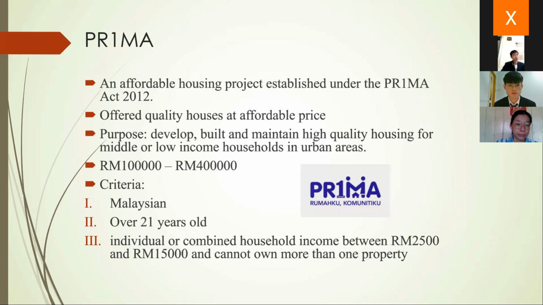The purpose of this project is to develop, build, and maintain high-quality housing for middle or low-income households in urban areas. The housing price is just between 100,000 and 400,000. So, for the criteria of citizens who want to apply for PRIMA houses, they must be Malaysian, they must be over 21 years old, and the individual or combined household income must be between 2,500 and 15,000, and cannot own more than one property.